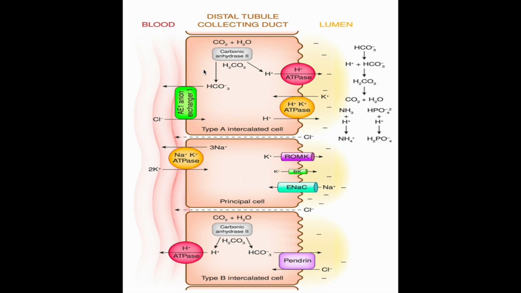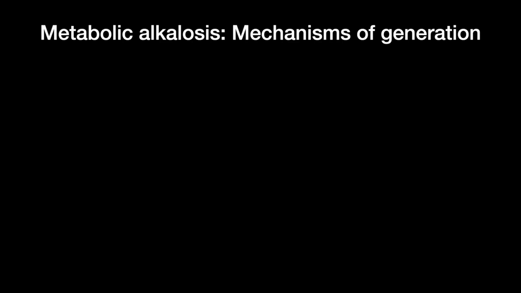So this is the basic acid secretor. Here you have the base secretor, that is the bicarb is secreted over here. You have the pendrin channel which exchanges the bicarb with the chloride, thereby removing the base. So first thing that we must understand is there are some methods by which alkalosis will be generated.